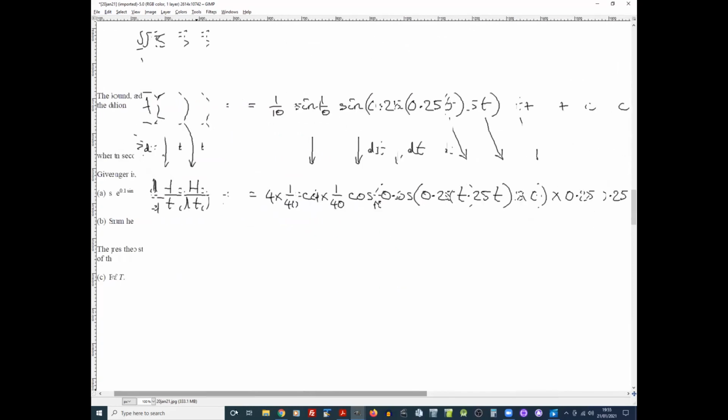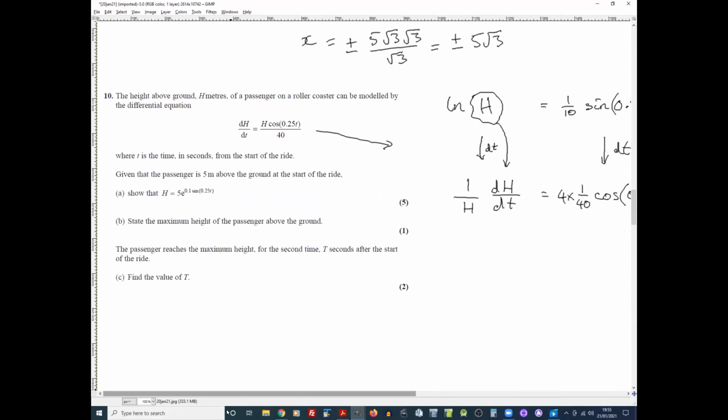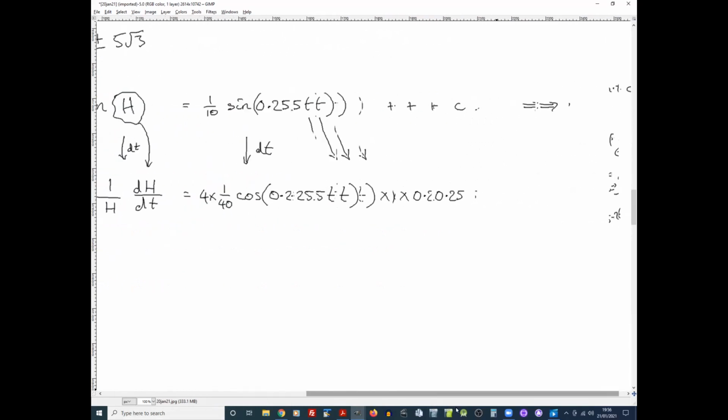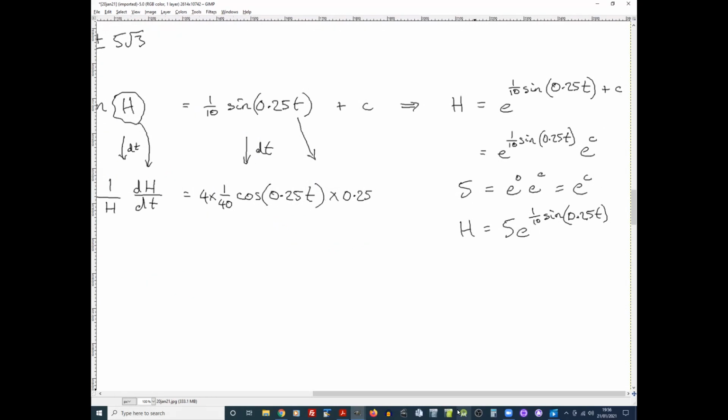B. What was the second part of this? It's only a 1 mark, isn't it? State the maximum height of the passengers above the ground. We did something similar for the boat in the harbour. Essentially, we have to find the highest value of sine we can get. And that'll be the highest value, because the greater the power, the greater the thing.